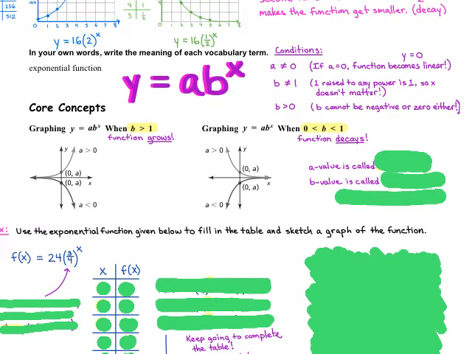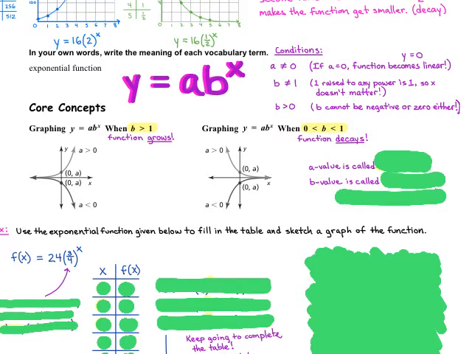Decays means, just like in the real world, to waste away or to break down. The same thing is happening here. We start with a large value, and as x gets larger, the function gets smaller and smaller. Even if we have negative values, we get closer and closer to 0. So the absolute value of the function gets smaller when b is between 0 and 1.